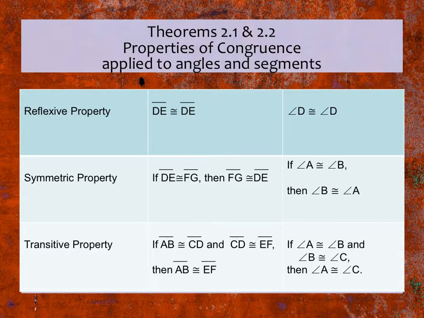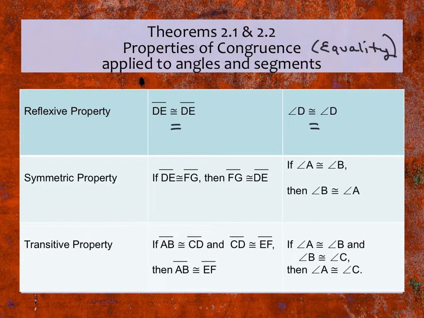Next, that chart. So it's basically the same chart from yesterday. The only difference is they're changing the word here. So now instead of saying property of equality, they're saying property of congruence. And what they've changed is instead of an equal sign here, it's now a congruency symbol.